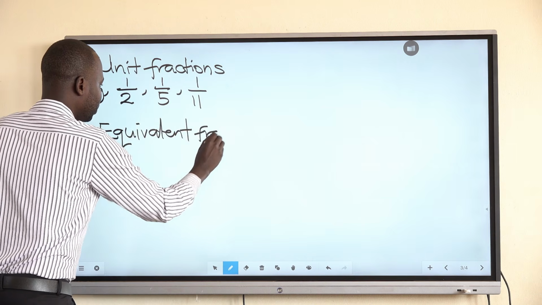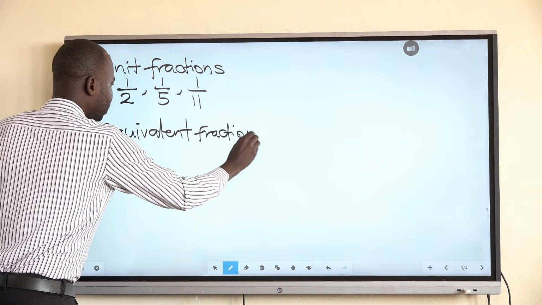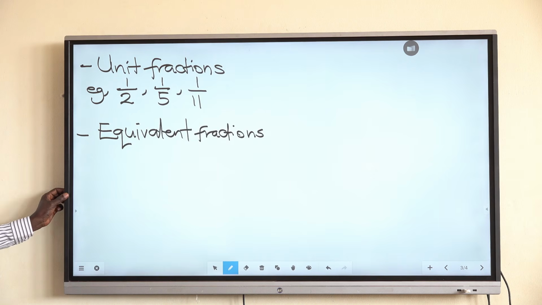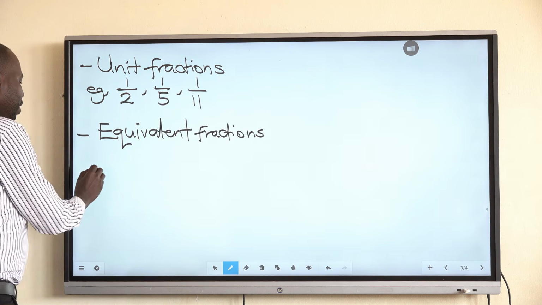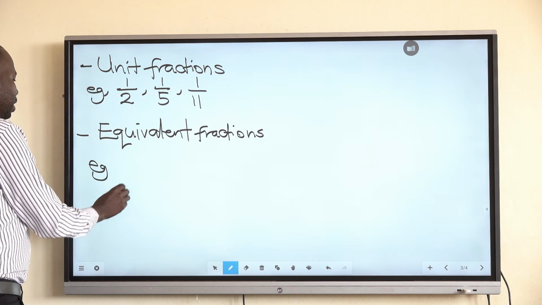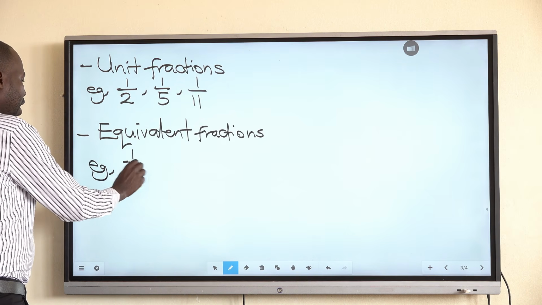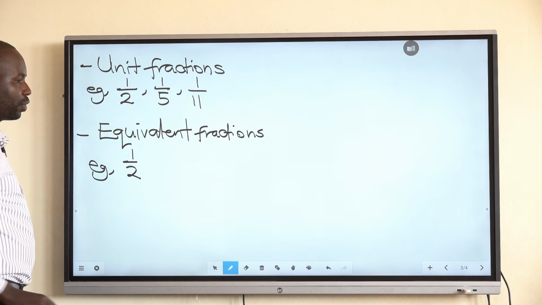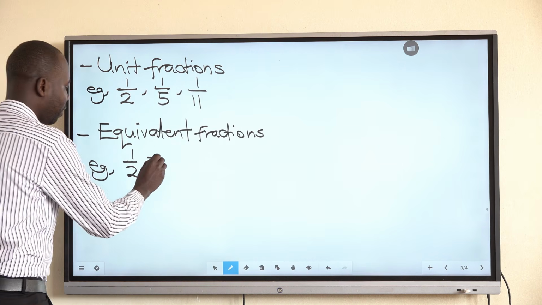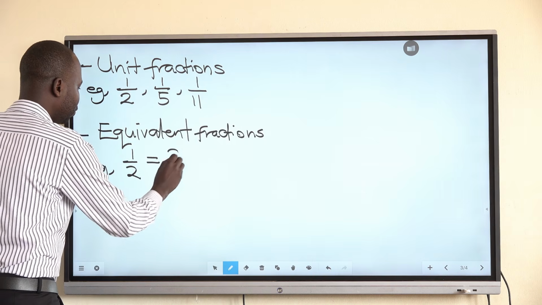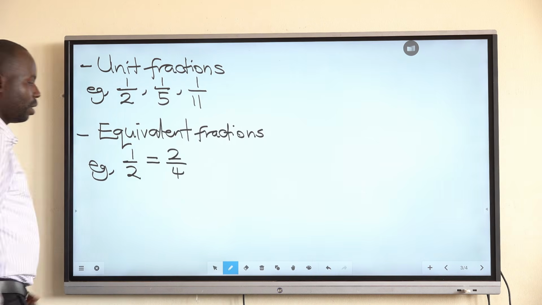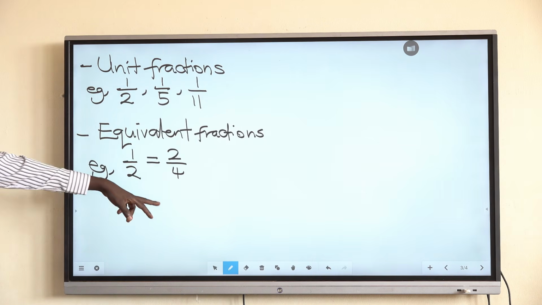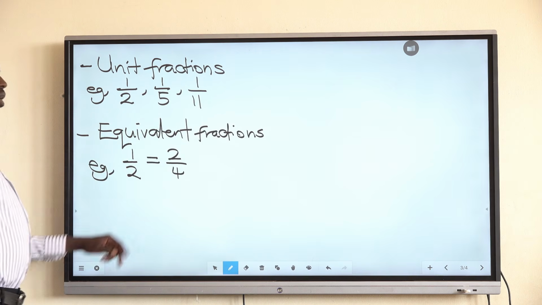Equivalent fractions are fractions that give the same value when reduced. What do I mean here? For example, I can say 1 out of 2 as a fraction, and the next equivalent to this one is 2 out of 4. When you reduce 2 out of 4, you come back to this one.